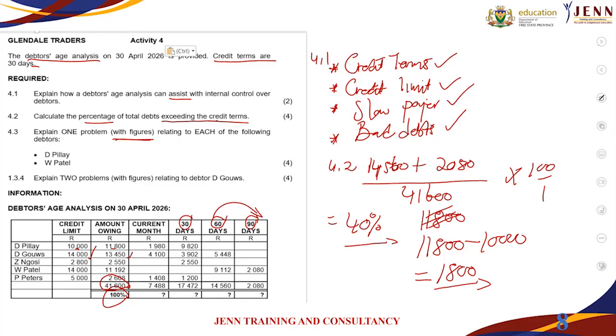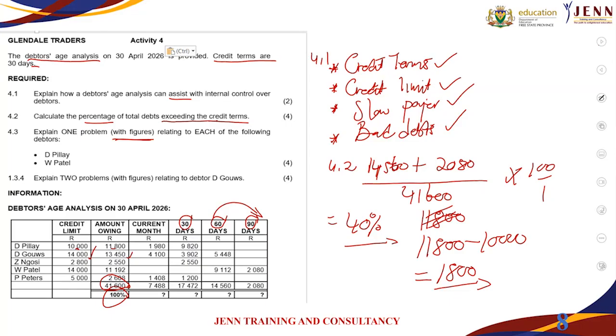As W. Patel has exceeded his credit terms. Correct. The problem that we are identifying with W. Patel is that he has exceeded his credit terms. Why are we saying that?